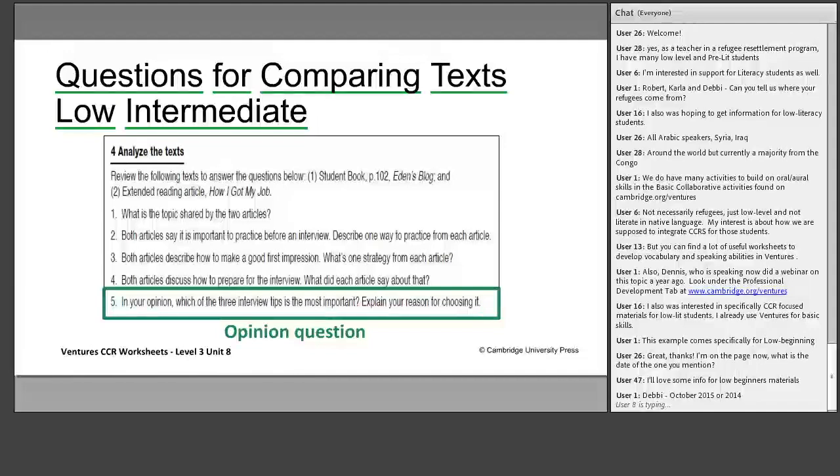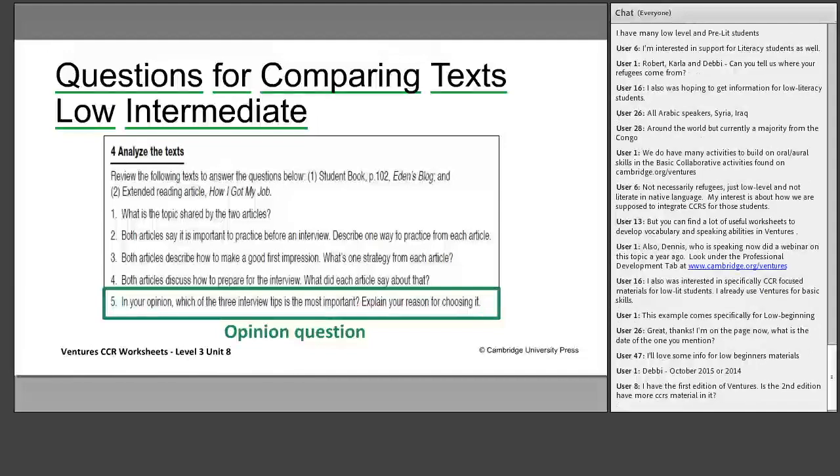The final question is a different question type, an opinion question. It asks, in your opinion, which of the 3 interview tips is the most important? Explain your reason for choosing it. In thinking about their answer, students have to reflect on and pull from what they have read in both articles.